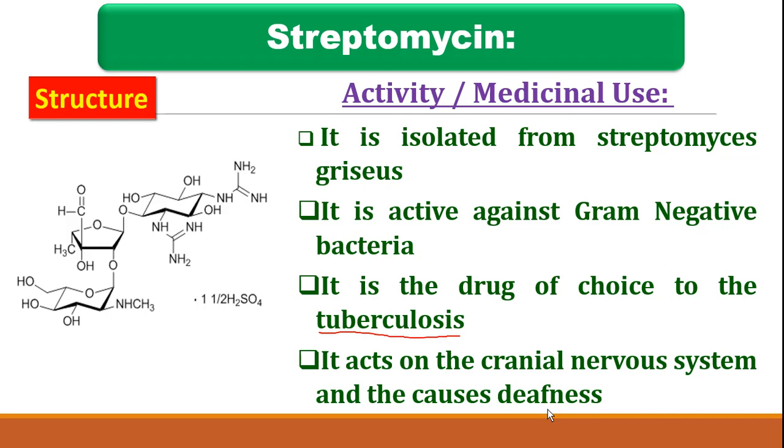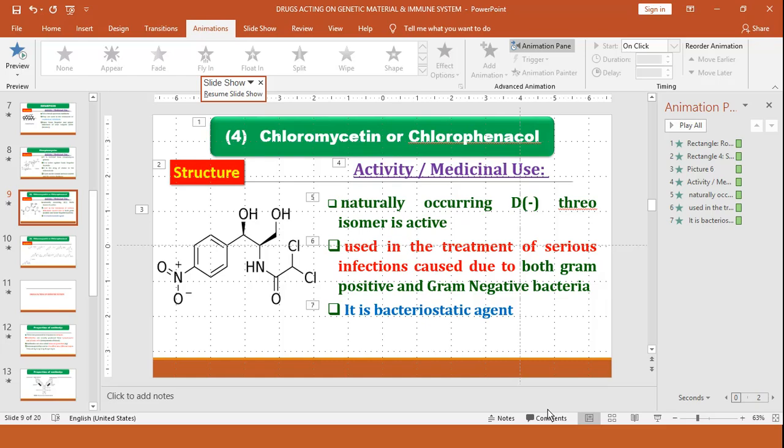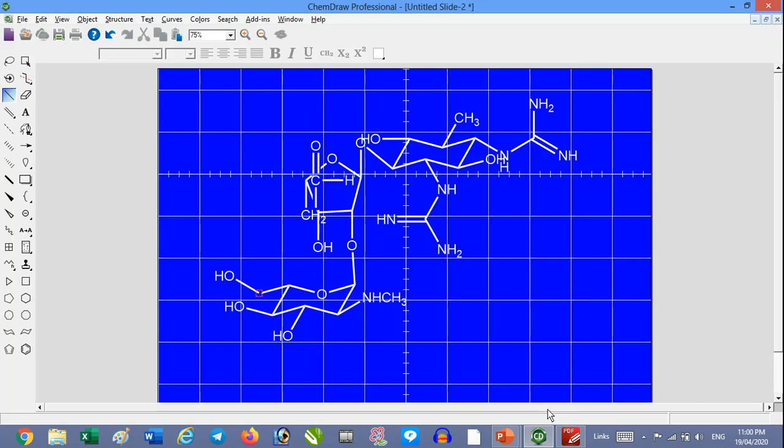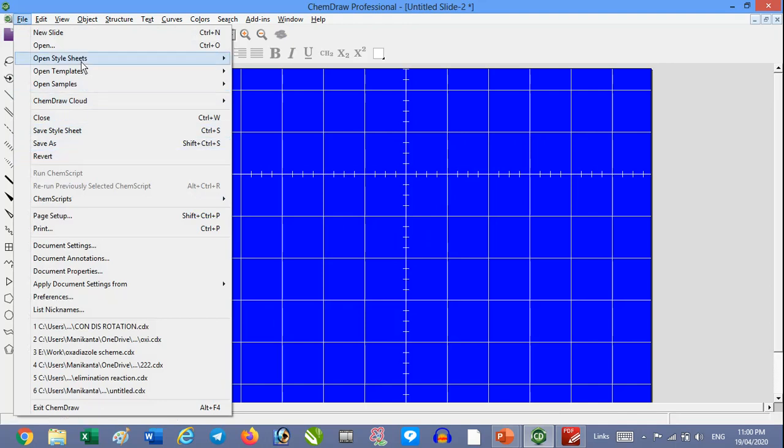And the next one is chloromycetin or chloramphenicol. In paper 1 first chapter we discussed prodrugs. In that we studied one compound, chloramphenicol succinate. So what is the structure of chloramphenicol? Let's see the structure of chloramphenicol and write.